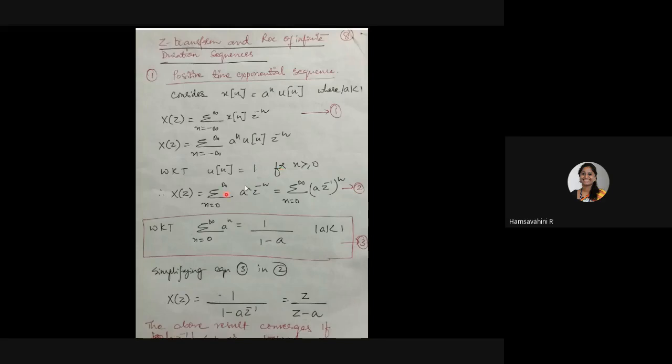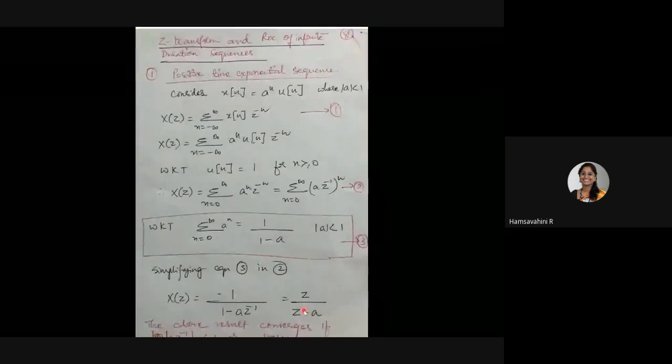So in that case, the infinite summation X of z equals summation from minus infinity to plus infinity will change to n equal to 0 to infinity, a to the power n, z to the power minus n, because u of n is 1. So it becomes summation n equal to 0 to infinity, (a z to the power minus 1) all to the power n. By using the geometric infinite summation series, we can simplify this as X of z is 1 by 1 minus a z to the power minus 1. If you simplify 1 by 1 minus a by z, you will get z by z minus a.